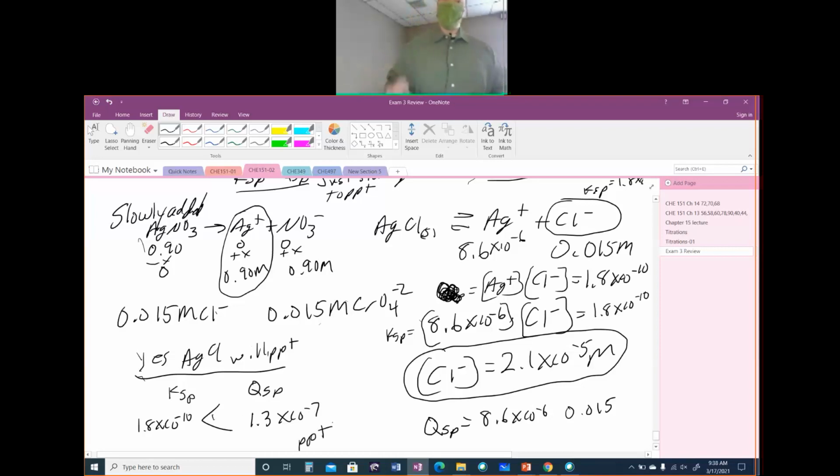So I knew that we would get a precipitate since our Cl minus concentration was less than the 0.015. How did that happen? The reaction went to the left, forming the Ag plus. So that is a difficult question. There's a lot of things going on at the same time in that problem.